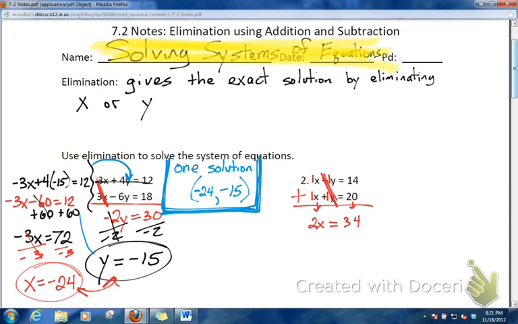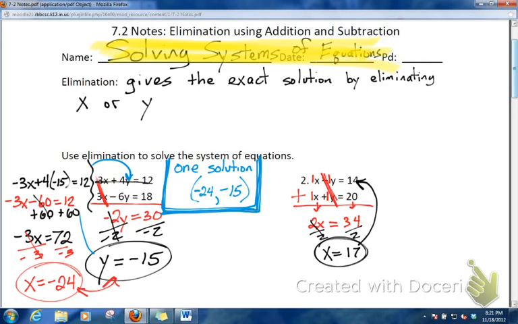So again, I'm going to divide both sides by 2, and in this case x equals 17. So again, there's one of my answers, x is 17. And again, plug that into either of the two equations. I pick the first one a lot. If one's not easier or harder than the other one, I just usually tend to pick the first one.